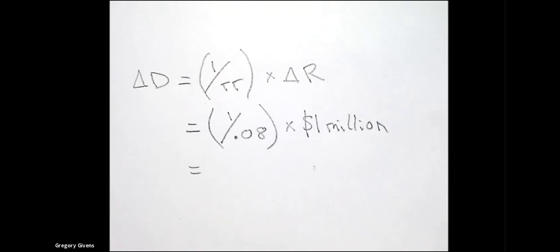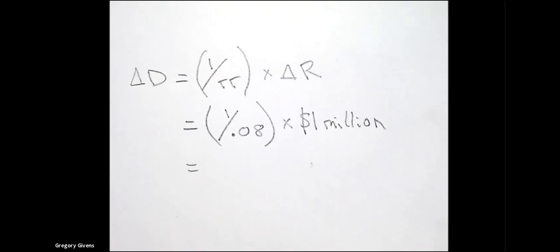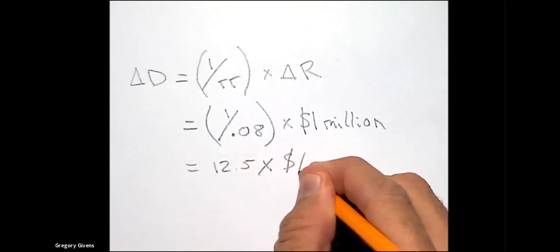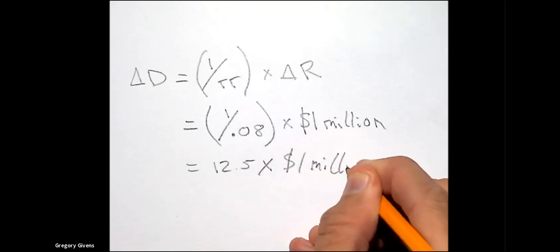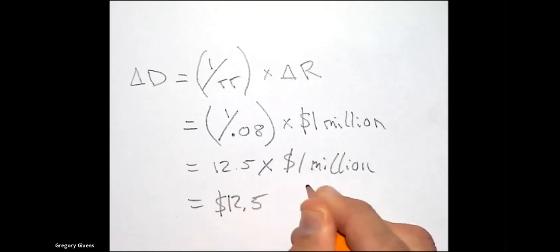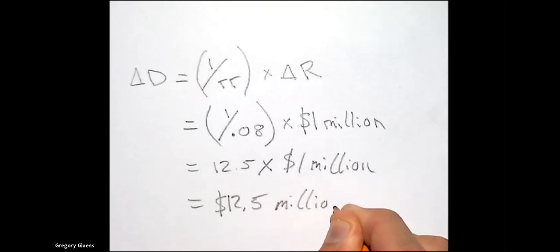What's 1 over 0.08? 12 and a half, is that right? 12.5 times 1 million gives us $12.5 million. So with a reserve ratio of 8% instead of the 10% like we saw in class, the simple deposit multiplier is bigger. It's 12 and a half instead of 10. And so a $1 million purchase by the Fed of treasury bonds should expand checkable deposits in the economy by 12.5 million.